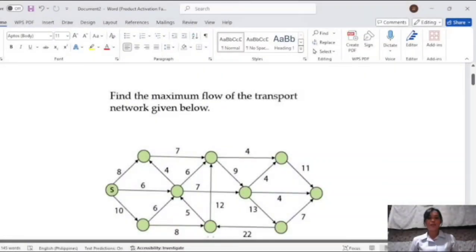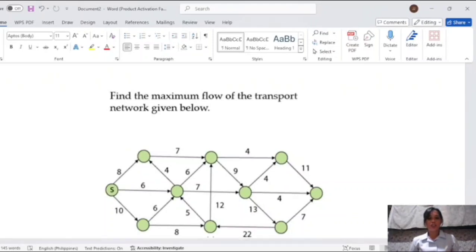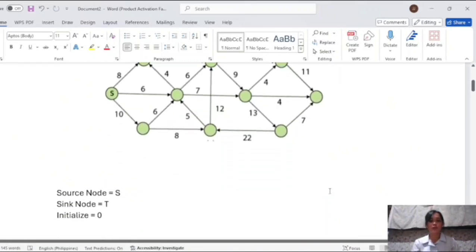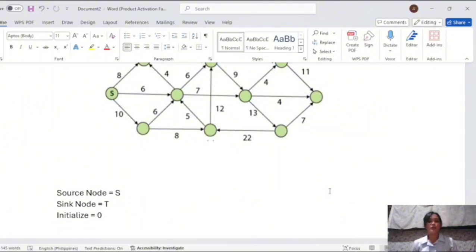Good day. So let's find the maximum flow of the transfer network given below. To start the problem, let's proceed to initialize the graph. The source node is S and the sink node is T. So we need to initialize the flow to 0. The given network can be represented as a graph with a capacity on each edge.